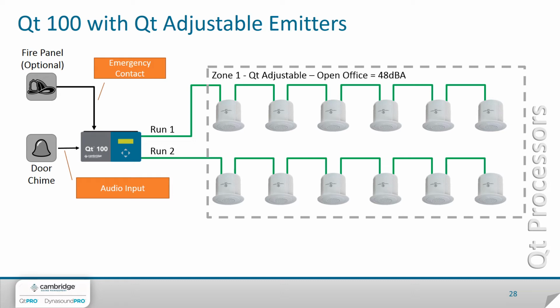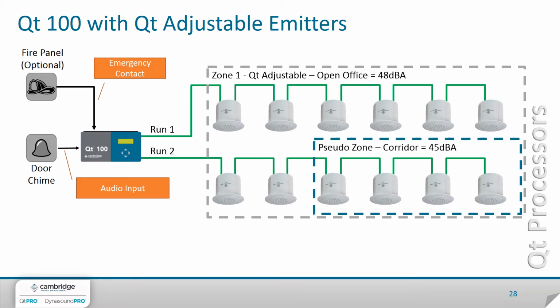In this same scenario, let us pretend that we have 4 sound masking emitters located in a corridor area adjacent to the open office space. If you will recall from the previous course, the corridor sound masking level will typically be lower than that of an open office. We will use a target here of 45 decibels A-weighted.